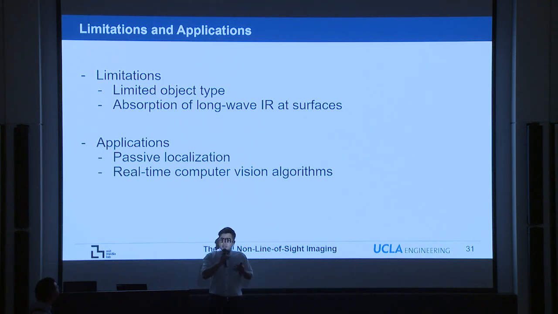And of course, there are limitations to thermal non-line-of-sight imaging, just like all the other methods. First, the object type is limited to heat sources, so we may see the person around the corner, but may not see the statues. Also, our localization method has other assumptions such as single depth or uniform temperature. We hope that these assumptions can be relaxed in future work.